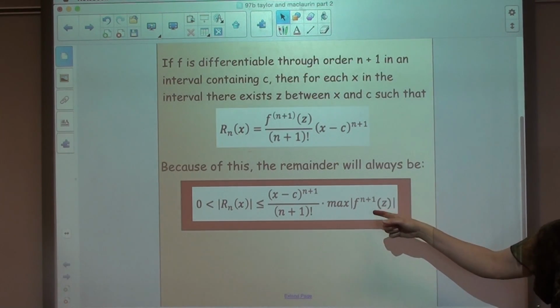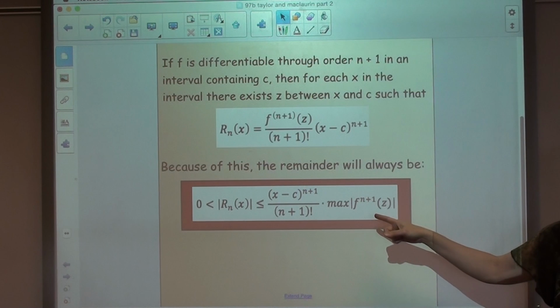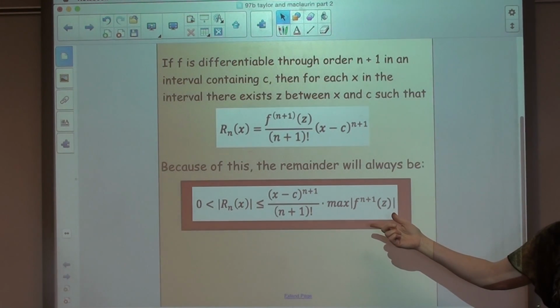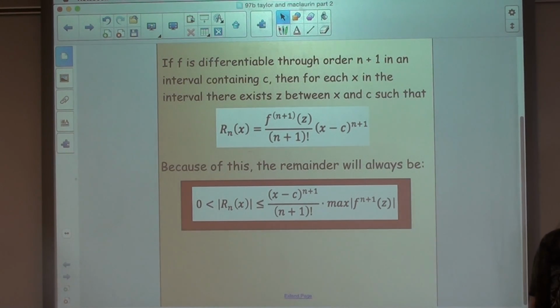This kind of reminded me a little bit of the error formula that we used when we did trapezoids and Simpson's, right? Yeah, it's a little bit like that. So this is the formula we're going to use. So our error, rather than finding the exact value of the error, we're going to find a maximum value for the error. Does that make sense? Okay.